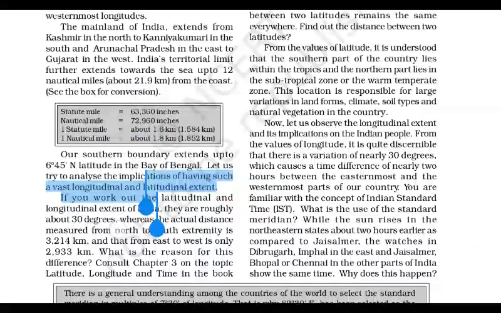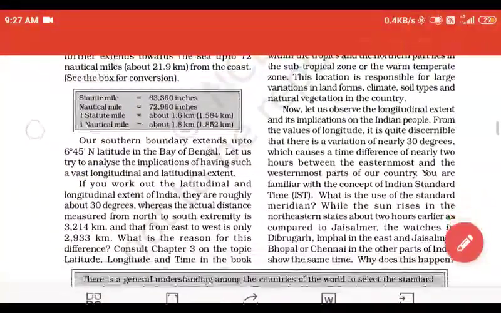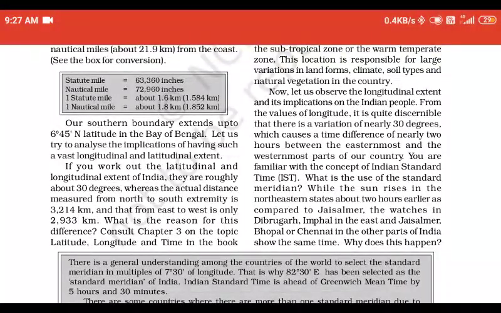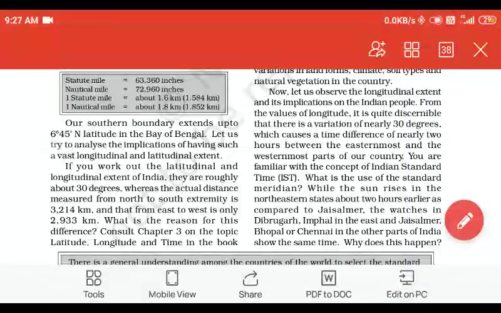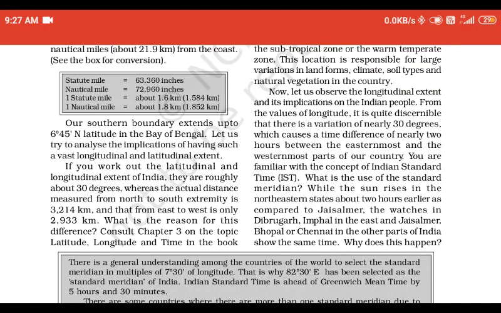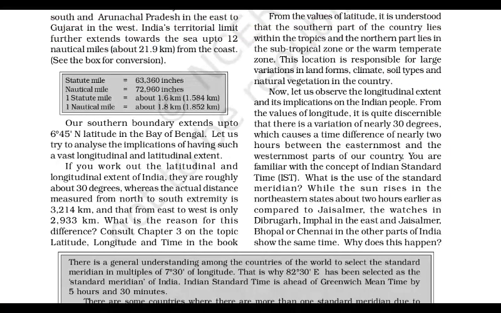Now let us observe the longitudinal extent and its implication on the Indian people. From the values of longitude, it is quite evident that there is a variation of nearly 30 degrees, which causes a time difference of nearly 2 hours between the easternmost and the westernmost part of the country. You are familiar with the concept of Indian Standard Time, that is IST. What is the use of the standard meridian?